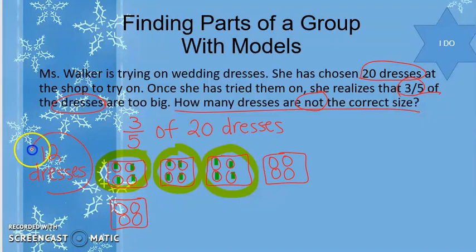So we can say that 3/5 of the 20 dresses is equal to 12 dresses. Now I want you to also understand, because this is going to help you later, that 3/5 times 20 is the same thing as saying 3/5 of 20 dresses, because this word "of" is telling you to multiply.